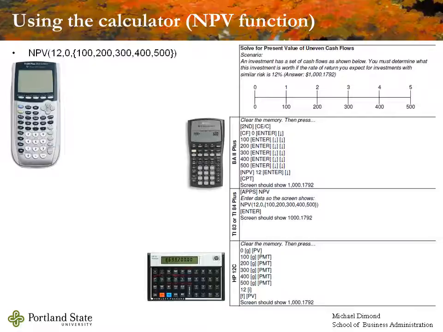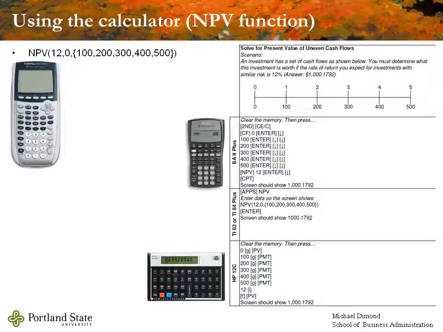On the cheat sheet, just like before, there's an example scenario and a solution. And then below that is the information that tells you exactly what to do to get the correct answer. So here's our scenario. An investment has a set of cash flows shown below. You must determine what this investment is worth if the rate of return you expect for investments with similar risk is 12%. The answer you're going to get is $1,000.1792, and the cash flows as shown are $100 at the end of the first period, $200 at the end of the second period, $300 at the end of the third period, $400 at the end of the fourth period, and $500 at the end of the fifth period.